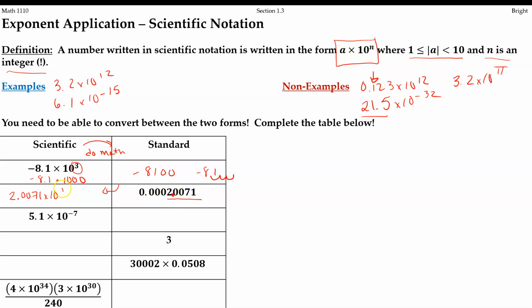Okay, so I need to decide if it's positive 4 or negative 4. That's my goal. Now the way I tell students to remember this is the number that you started with, is it a really large number? If it is, you're going to have a positive exponent. If it's a really small number, like this one, you're going to have a negative exponent. So that's how I decide between positive and negative.